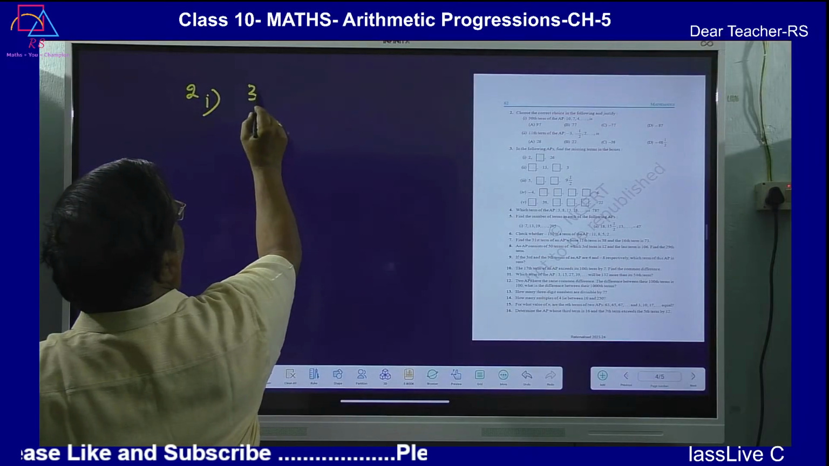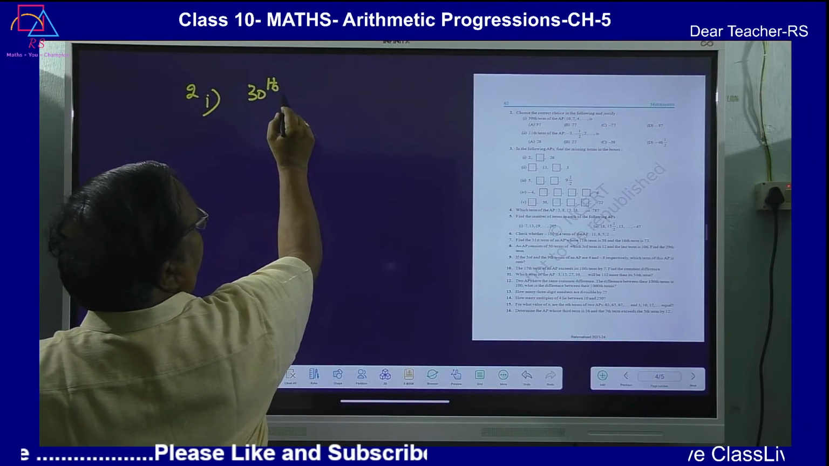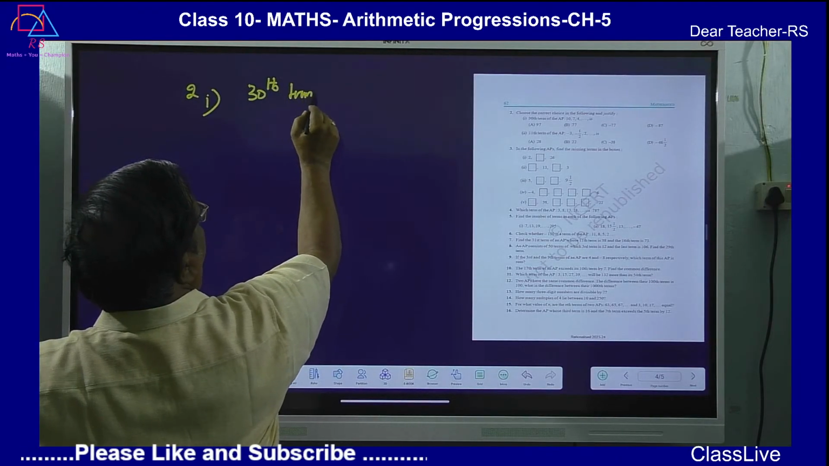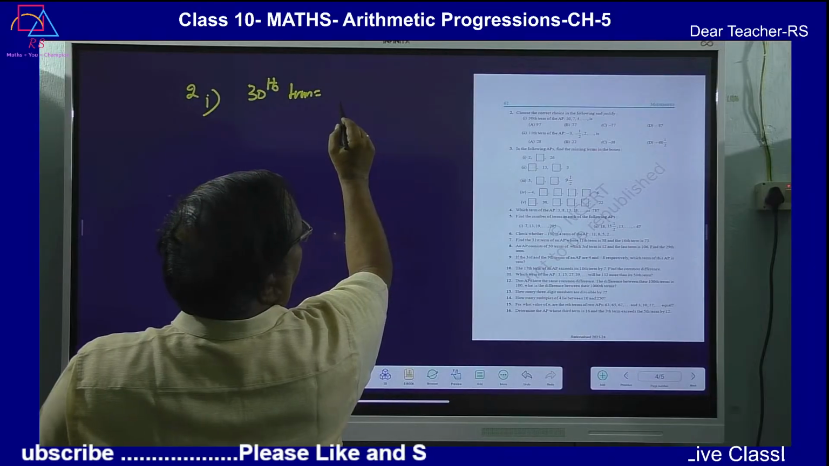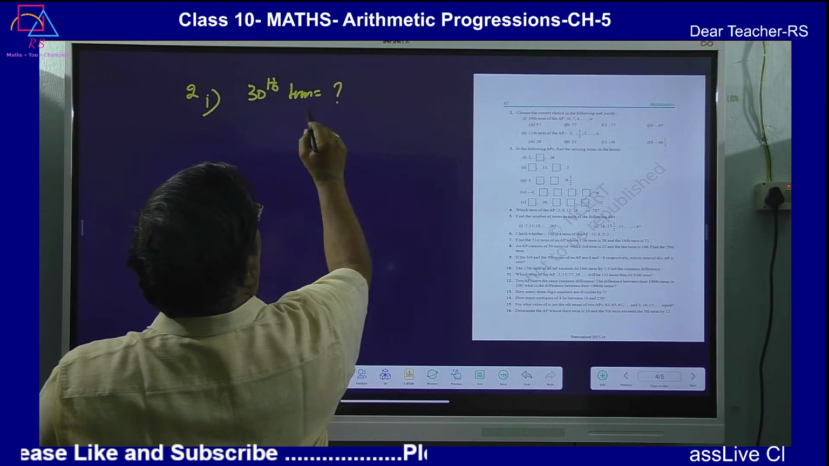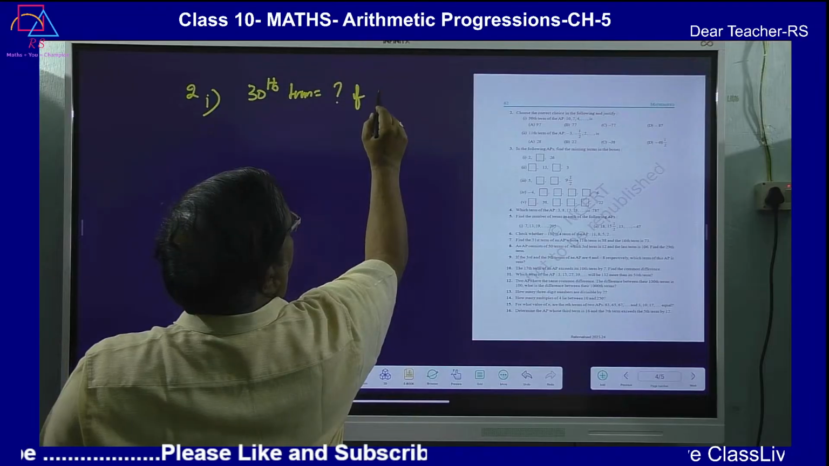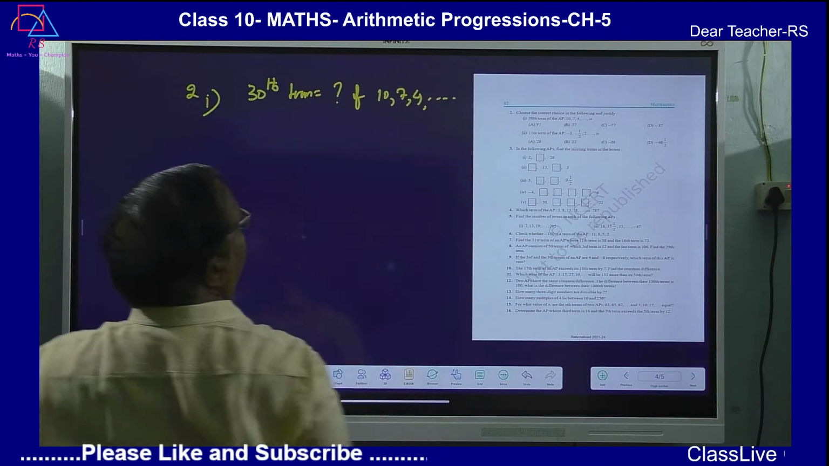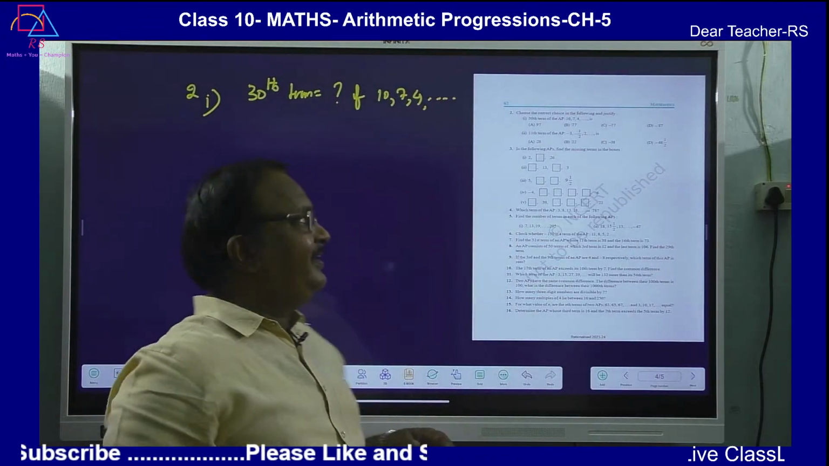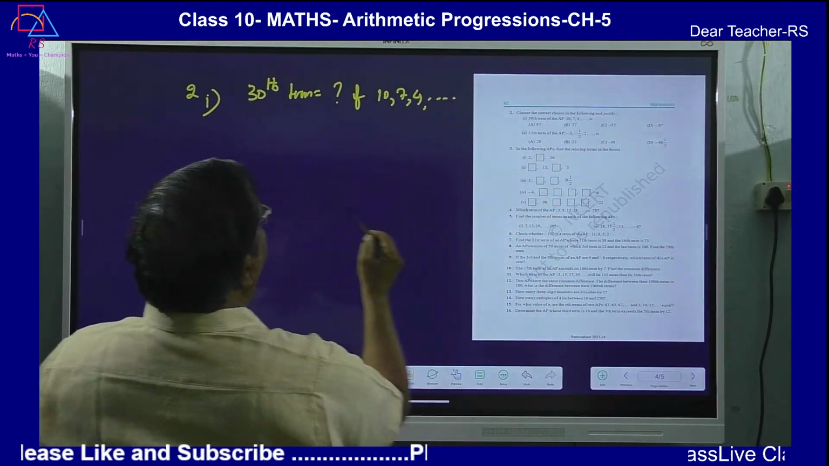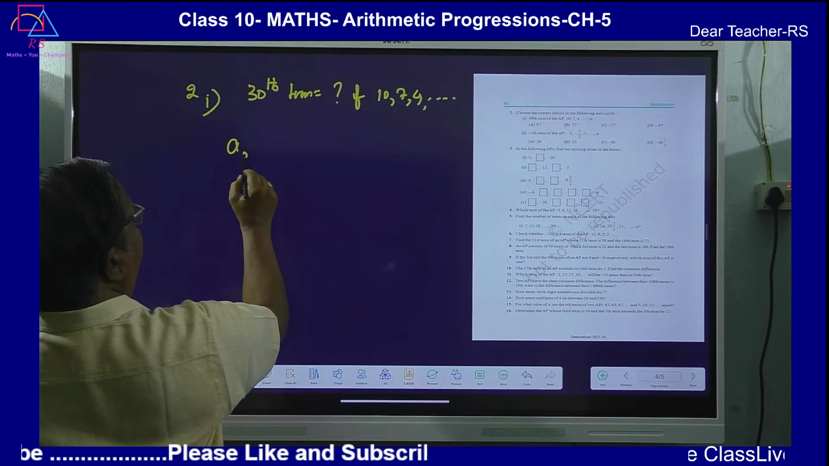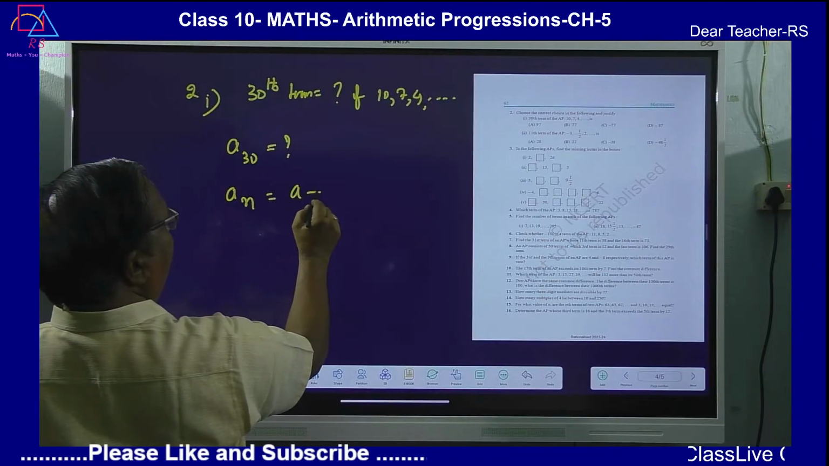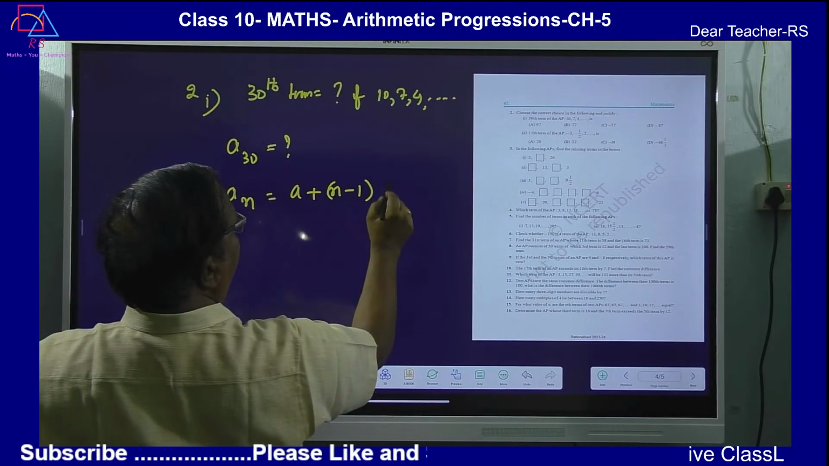30th term, it is like MCQ. 30th term is equal to how much? Of 10, 7, 4, and it is a small problem. Okay. So choices are given. So now a 30th you have to find out. So a n you have to use the formula a plus n minus 1 into d.